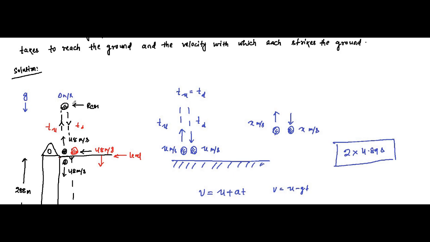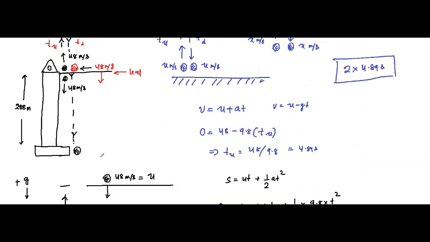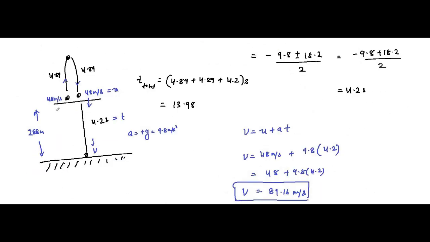So again, I am making it clear. The stone was first thrown upwards with a velocity of 48 meters per second from the tower. It travelled upwards, came to rest at this point. Then it came down with the same velocity at the same level from where it was thrown, 48 meters per second. The time taken for the upward journey is 4.89 seconds. The time taken for the downward journey is the same, 4.89 seconds.